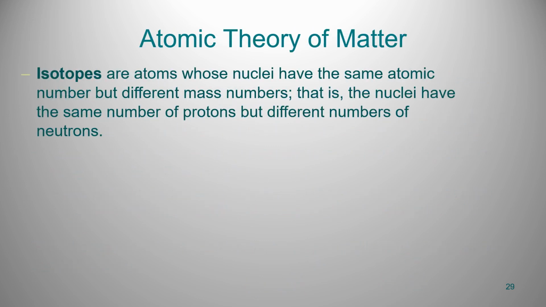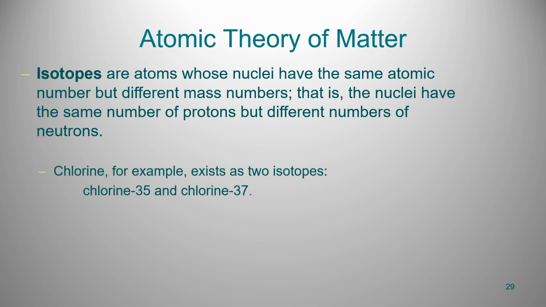So like I said, if you have 2 atoms that have the same number of protons, they're the same element. And if you change the number of protons, it's a different element. However, the same element can have the same number of protons, but a different number of neutrons, and therefore a different mass number. If you have 2 elements that have the same number of protons, but a different number of neutrons, and therefore a different mass number, those 2 elements are called isotopes to each other.